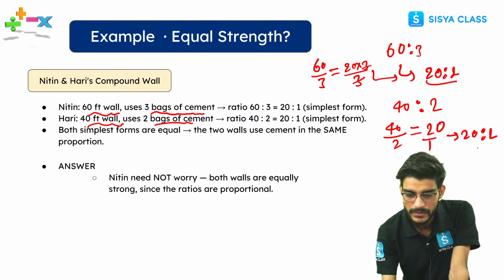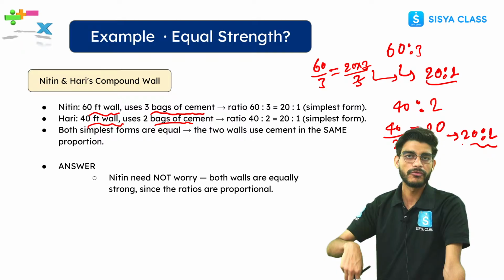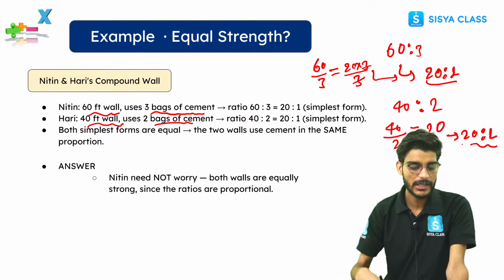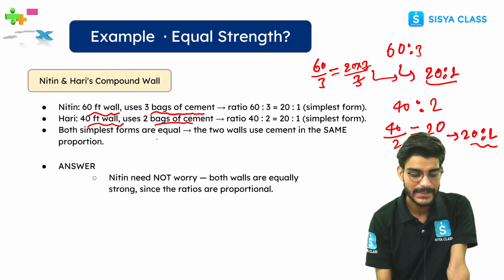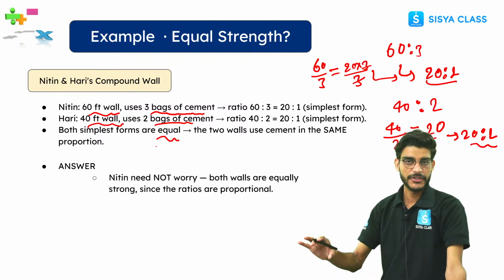20 upon 1 for case 1, 20 upon 1 for case 2 as well. Means for Nitin it is 20 upon 1, and for Hari also it is 20 upon 1. So both represent the same in simplest form. Okay, means the proportions are the same here.